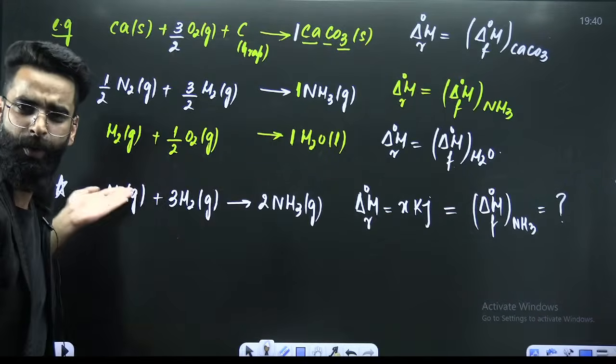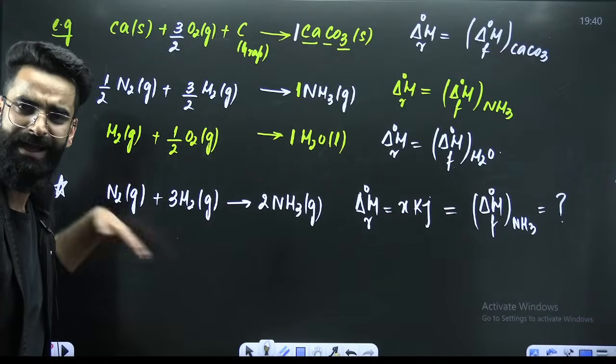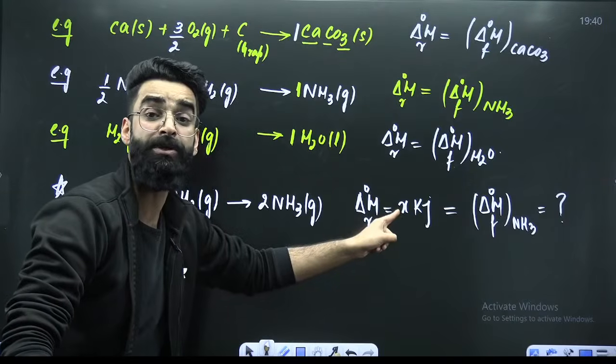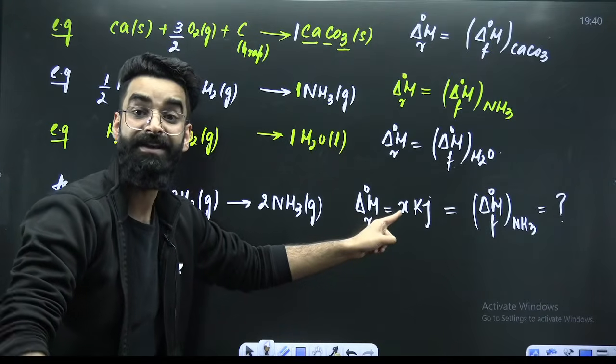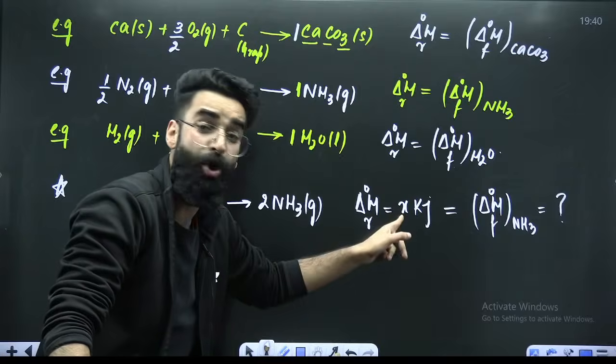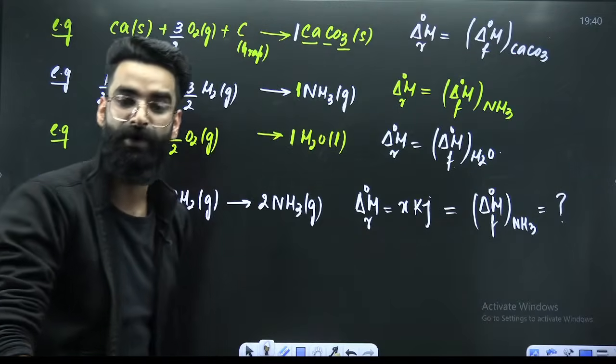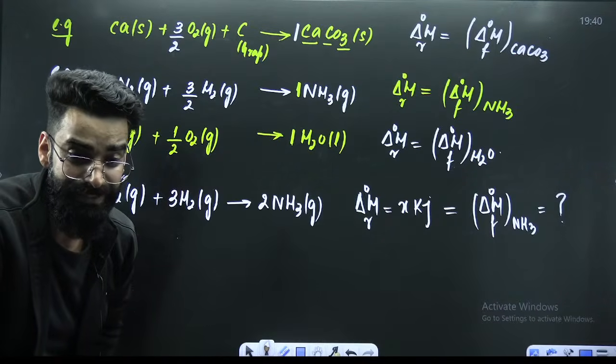I'm writing a reaction over here. I wrote a reaction. Perfect. I'm telling you that X kilojoules of heat is absorbed during the reaction. Now, I am asking you whether I should call this X kilojoules the enthalpy of formation of NH3. Is it?